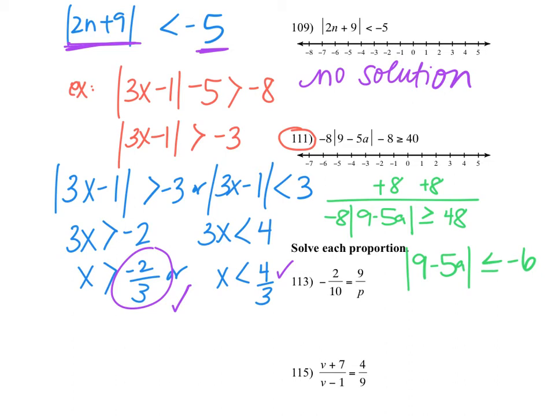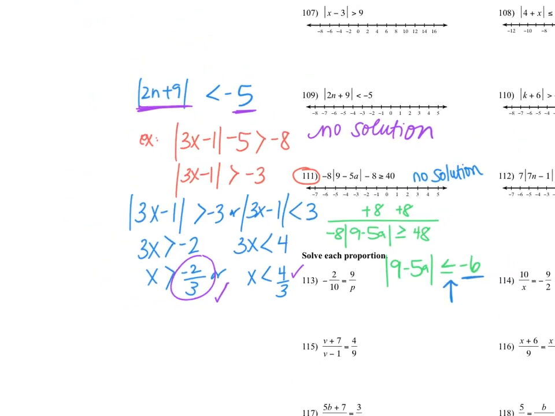And in this case, it's less than or equal to. So that's what you have to pay attention to, because the absolute value is always going to have to be positive, and no positive number in this case is going to be less than or equal to -6. So number 111 is also a no solution.